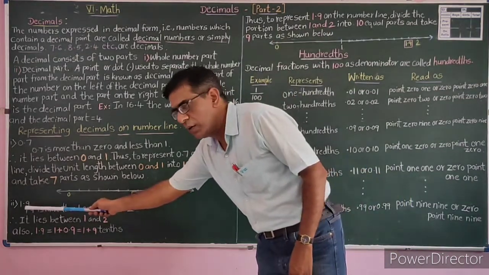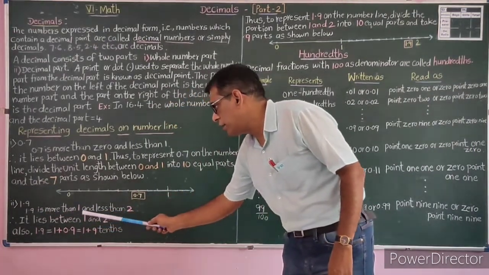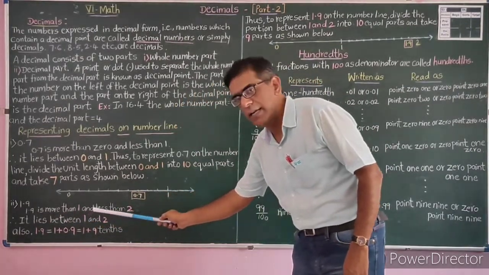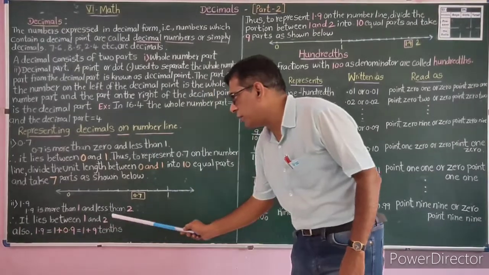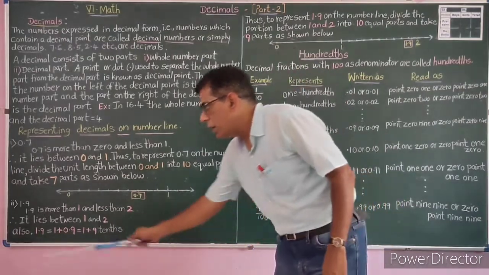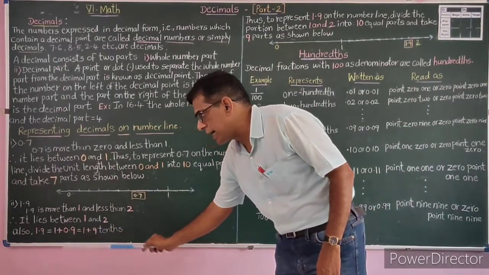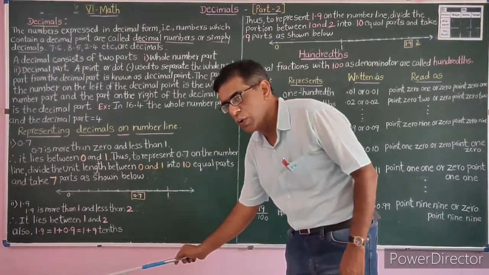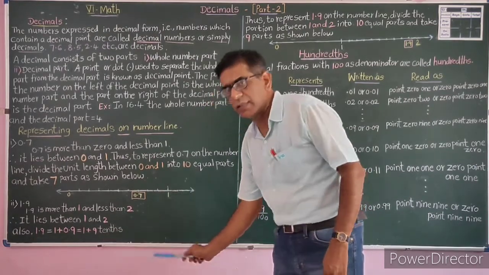The second number is also given, 1.9. 1.9 is more than 1 and less than 2. Therefore, it lies between 1 and 2. Also, 1.9 is equal to 1 plus 0.9, which is equal to 1 plus 9 tenths.